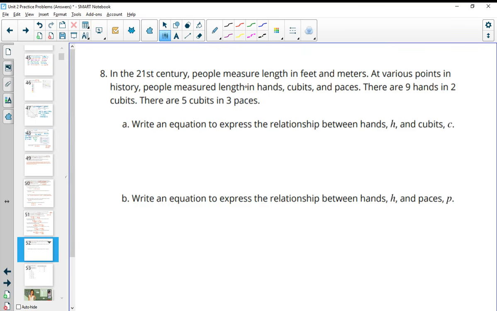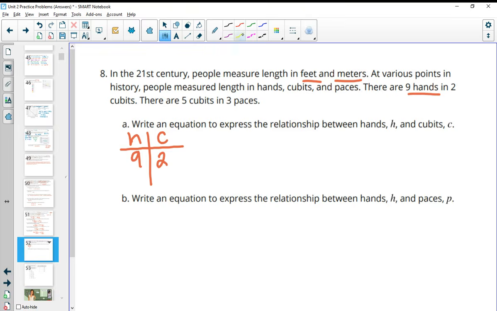Number 8, in the 21st century, people measure length in feet and meters. At various points in history, however, people measured length in hands, cubits, and paces. There were 9 hands in 2 cubits, and there are 5 cubits in 3 paces. So let's write an equation to express the relationship between hands and cubits. So I'm just going to make a table here so we can look at the relationship. So hands versus cubits. So up here it said there's 9 hands in 2 cubits.